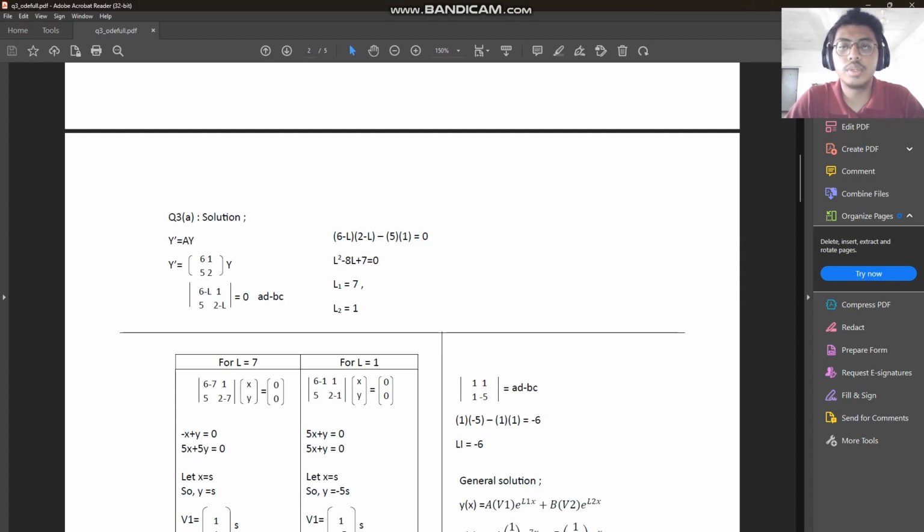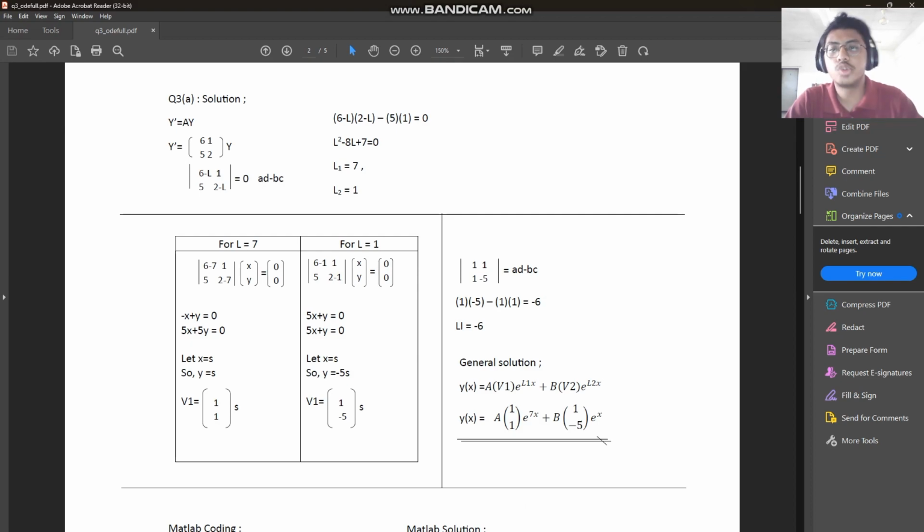And we use the formula AD minus BC to get the lambda value. So AD minus BC, we get (6 minus lambda) times (2 minus lambda) minus 5 times 1 equals 0. If we simplify the equation, we get lambda squared minus 8 lambda plus 7 equals 0. When we solve the equation, we get lambda 1 equals 7, meanwhile lambda 2 is equal to 1.